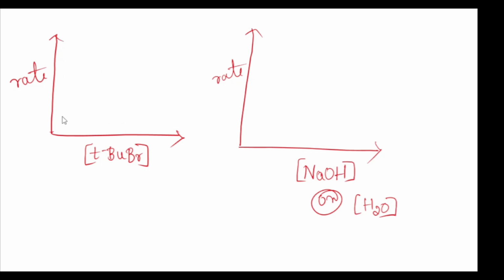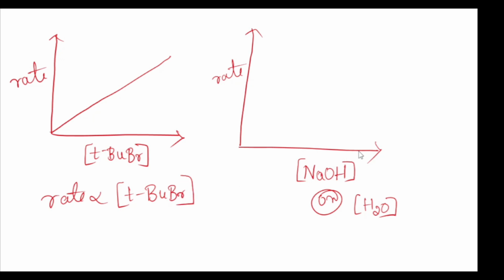When we observe this in the lab, we came to know that it directly depends on the concentration of tertiary butyl bromide. We will get a slope like this, a straight line passing through the origin. That means the rate equation directly depends on the concentration of tertiary butyl bromide.